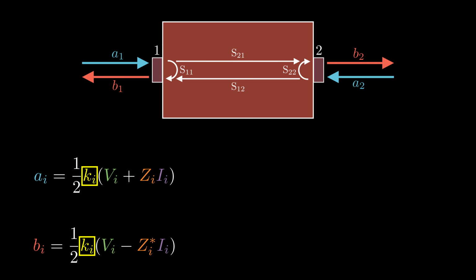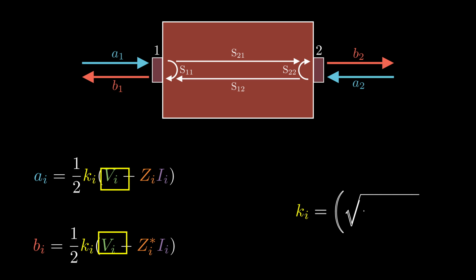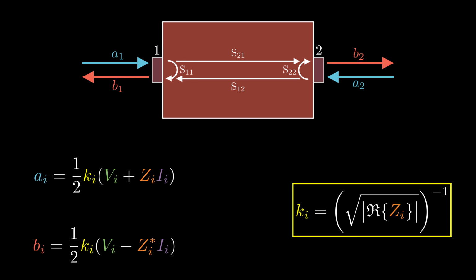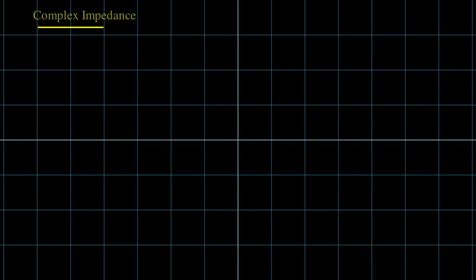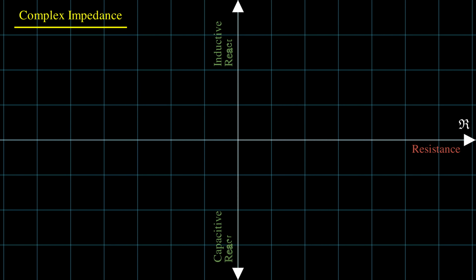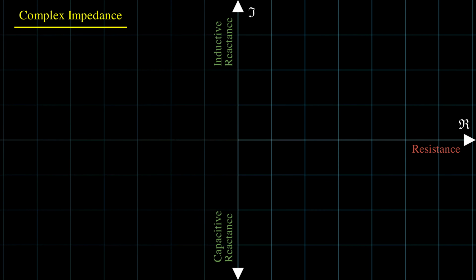The Ki coefficient, present in both equations, is equal to the inverse square root of the absolute value of the real part of the impedance. To better understand what this means, let's head over to the complex plane for a quick refresher. Remember that impedance is a complex quantity, consisting of a resistive real part and a reactive imaginary part, which, depending on its sign, is either inductive or capacitive.